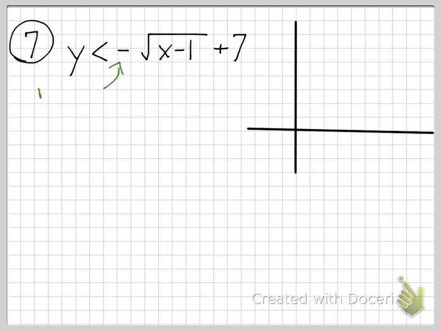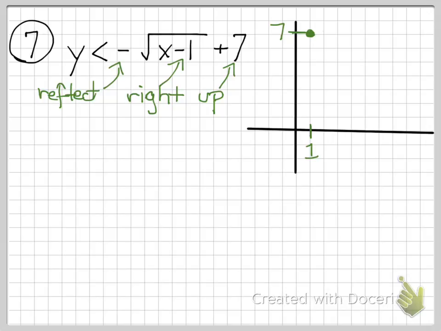So what does the negative do? Reflect. The 1 inside lies to us, so instead of moving to the left, like the sign thinks, it's going to move to the right. The 7 outside moves up. So I go right 1 and up 7. That's the beginning of my curve. But my curve reflects, so instead of going up and to the right, I have to go down.